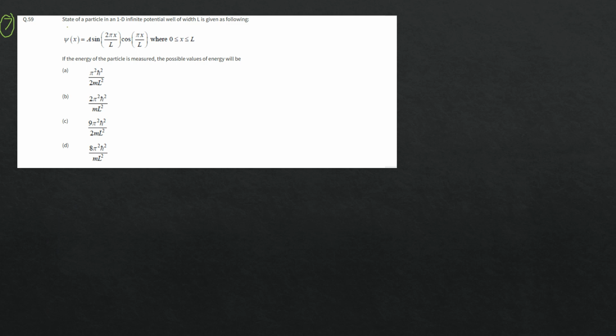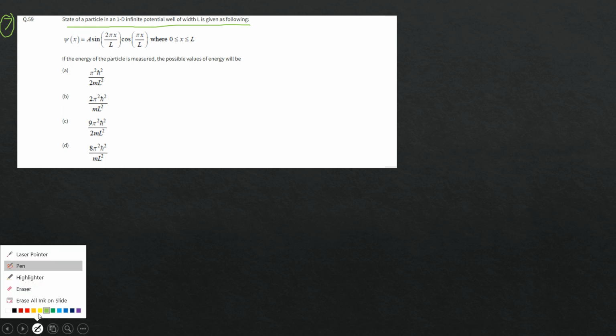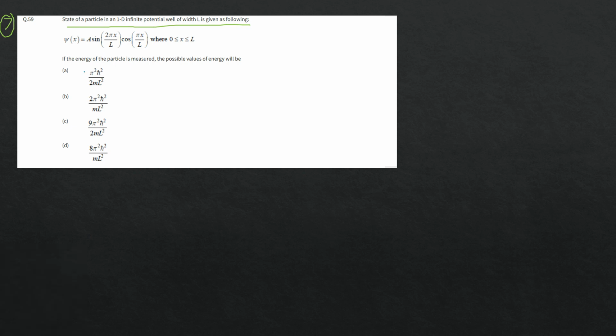Okay, so the state of a particle in a 1D infinite potential well of width L is as follows. So what is the question? Psi x is given as sin 2 pi x by L plus cos pi x by L, for x from 0 to L. If the energy of the particle is measured, the possible values of the energy will be.